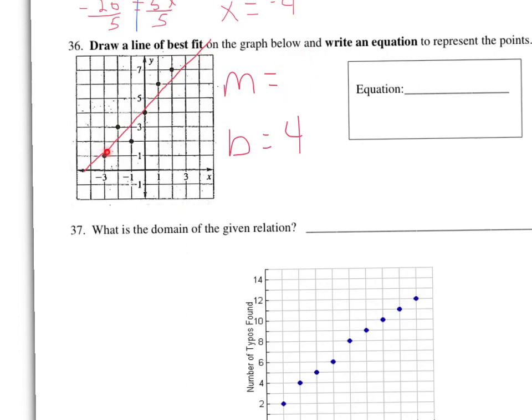So from this point to this point, if it's positive, that means I go up, so I went up 1, 2, 3 units, so up 3, and over 1, 2, 3. The fraction 3 over 3 can be simplified to 1 whole. And then when I write my equation, instead of writing y equals 1x plus 4, I can get rid of that 1, and I can write it as y equals x plus 4.